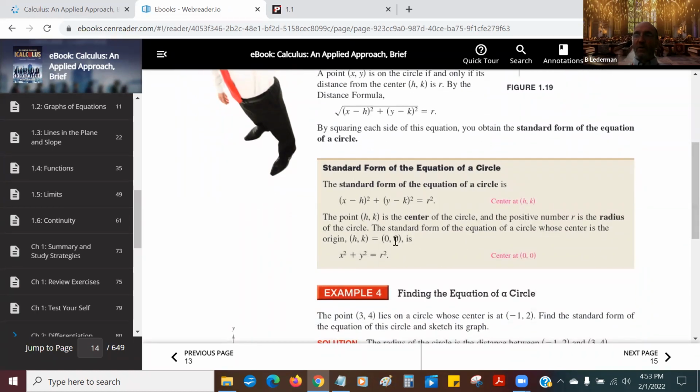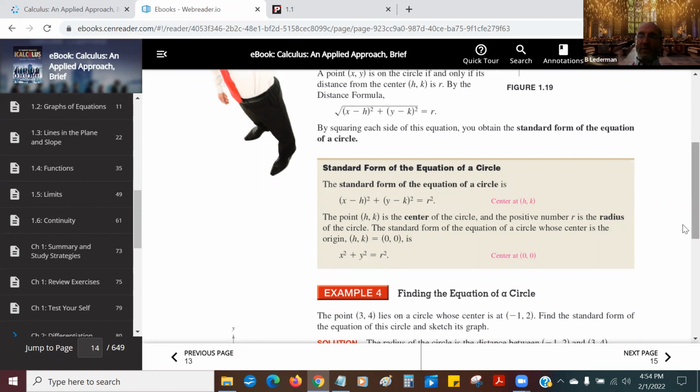If you have a circle whose center is at the origin, then x squared plus y squared is going to equal r squared. And this is a formula you may have seen a lot.